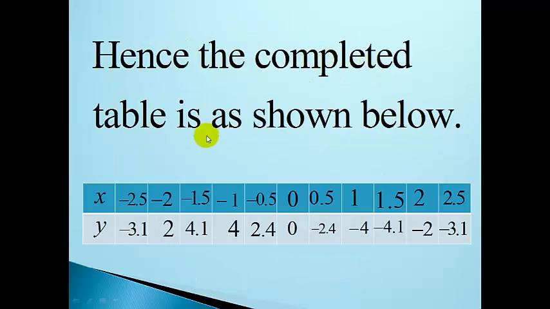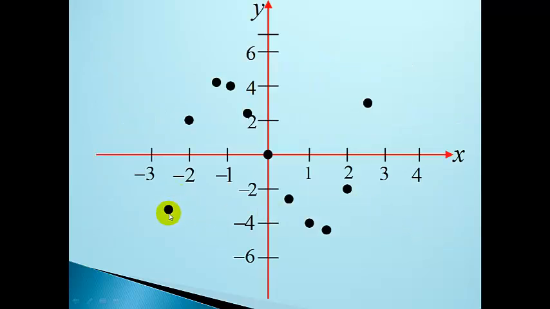Now, the completed table is as shown below. I advise you to calculate the corresponding y values of the x values that were not given and see whether you get a completed table like this. Now, locating all the points on the graph, this is the nature of the points. We join them by means of a curve, freehand as shown. This is a cubic curve from a cubic relation.